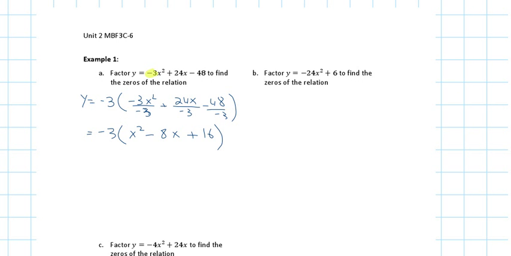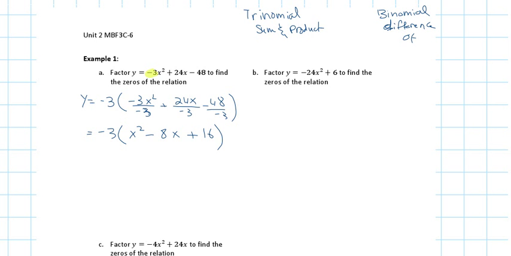If it's a binomial, what do I have to look for? Difference of squares. Okay? So trinomial, you look for sum and product. A binomial, you look if it's a difference of squares.